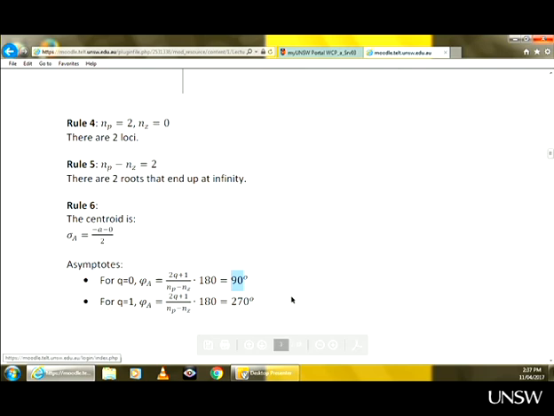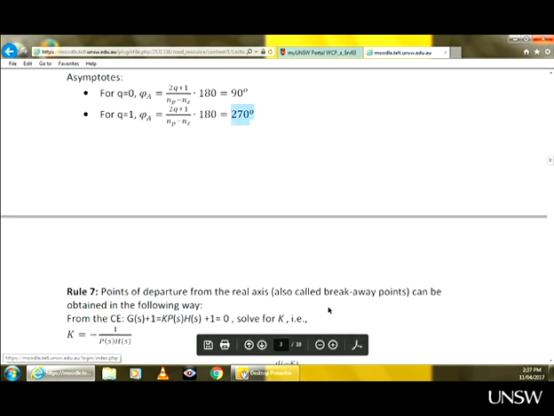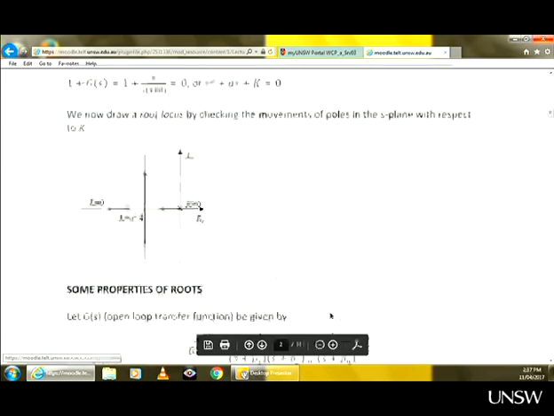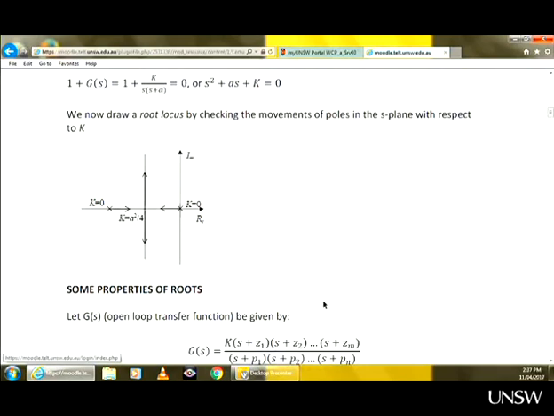For q equals 1, we have 3 over 2 times 180. That will give us 270. So the other asymptote is also perpendicular, but from the bottom up. Okay, so back to this diagram here that I kind of guessed. This is the first asymptote. This is the second asymptote. This is the centroid, minus a half. We just calculated that.